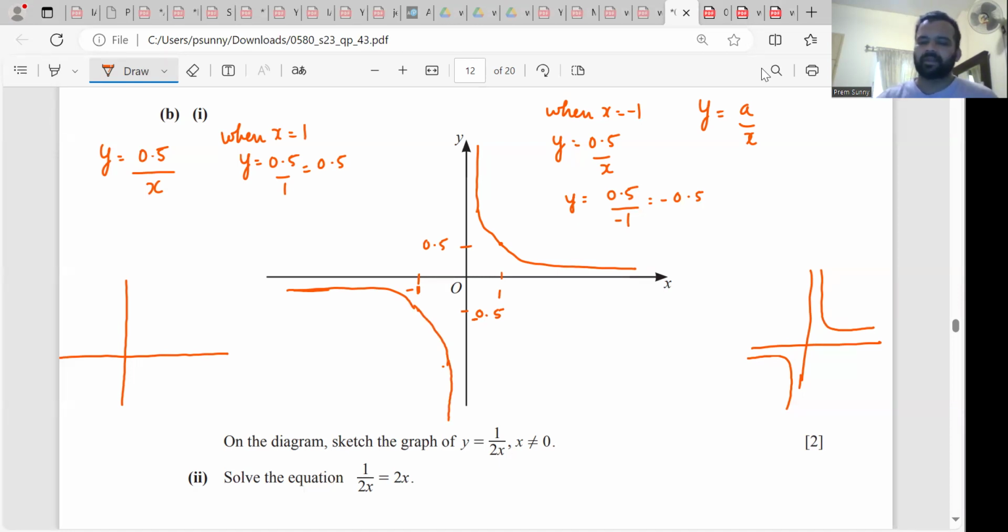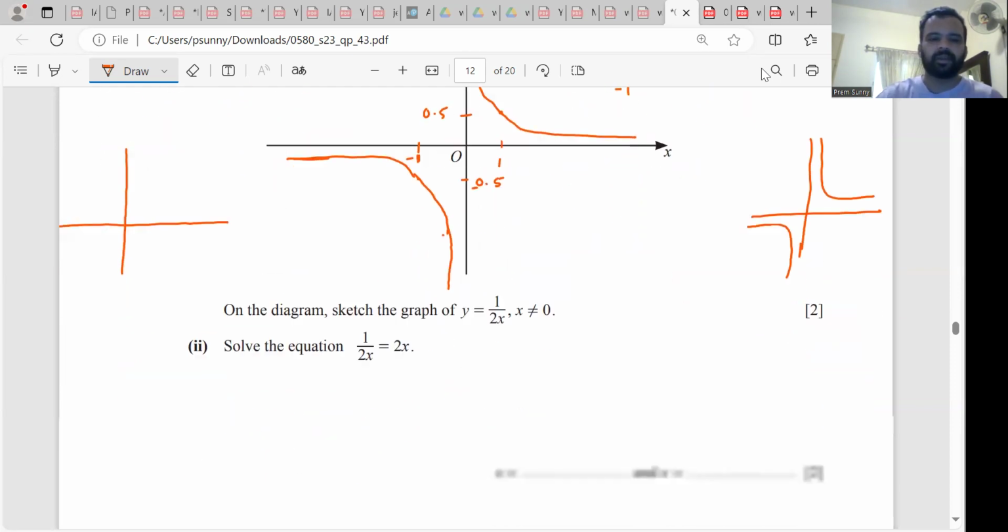On the diagram, sketch the graph of y is equals to 1 by 2x. We know the graph of a reciprocal function is always in the first and the third quadrant if the numerator is a positive number. Here the numerator is a positive number, so it is in the first and third quadrant. And you just have to see the values for y when x is equals to 1 and when x is equal to minus 1. That is it. Moving on to the next one here.